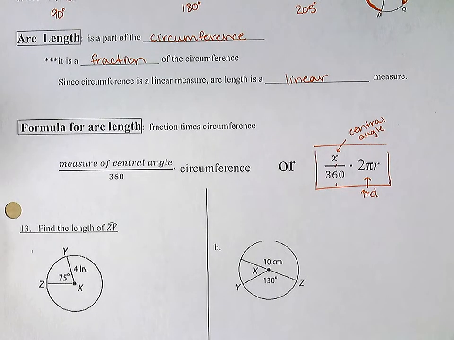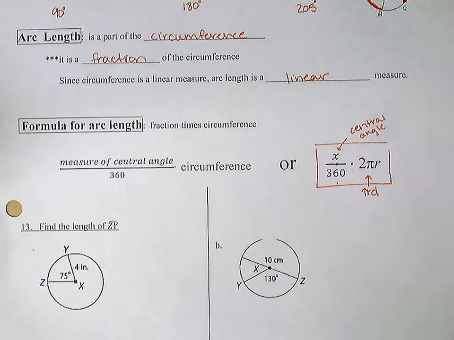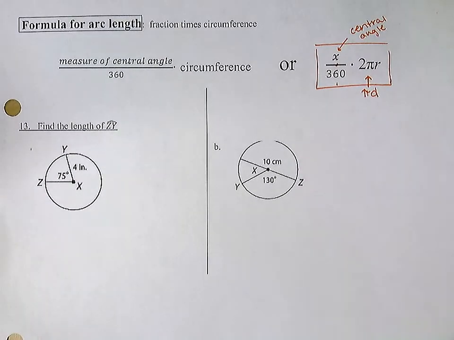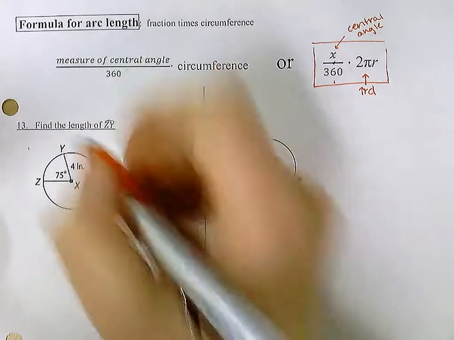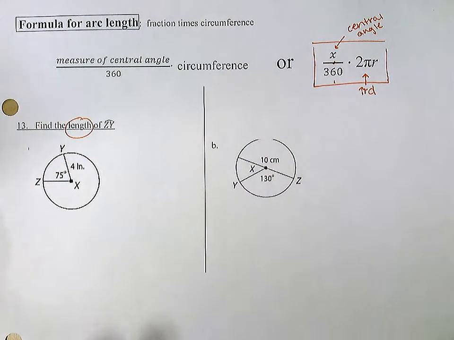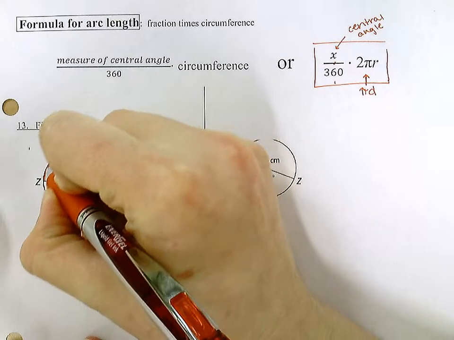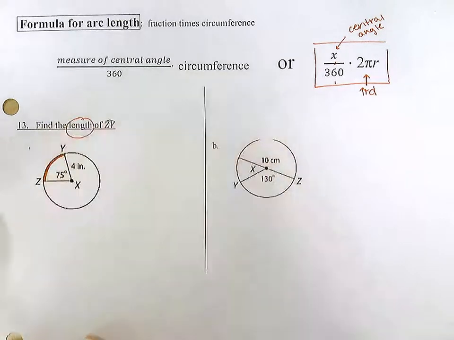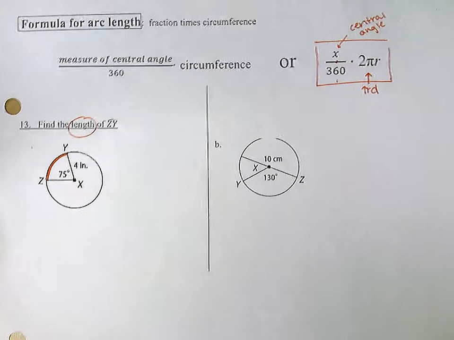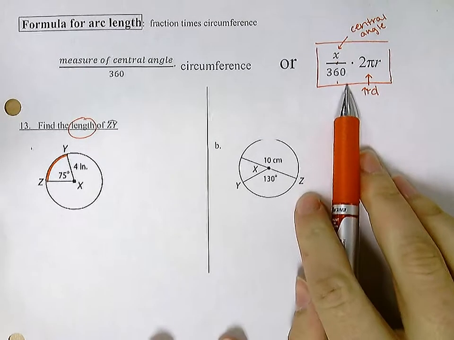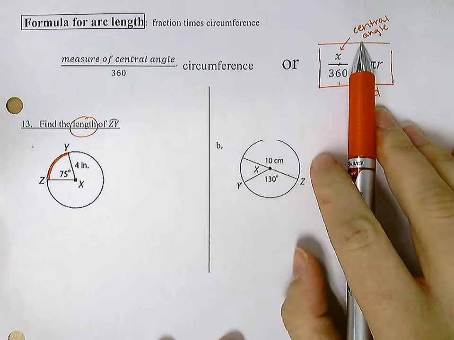So we are going to go over a few example problems of this. Okay, so we want to find the length of arc ZY. So arc ZY is this one right here. To find arc length, we're using this formula that I boxed here. So we need the central angle.